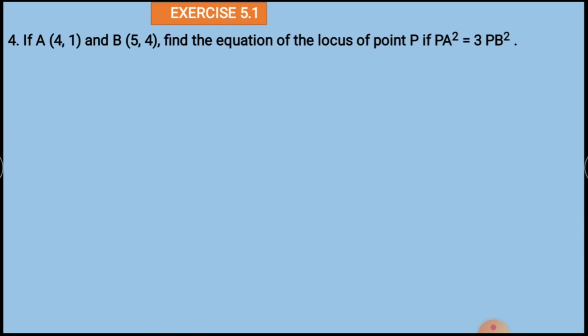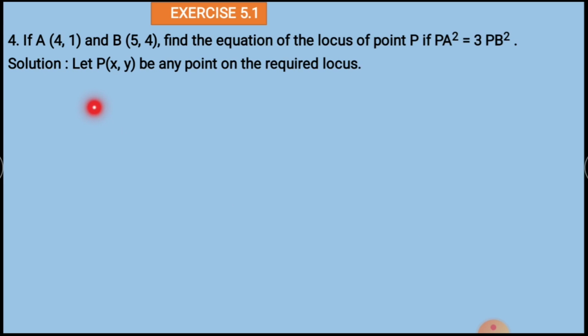Then see next question, question number 4. If A is (4, 1) and B is (5, 4), find the equation of locus of point P if PA square equals to 3 times PB square. So we write here in solution point P first. Let P(x, y) be any point on the required locus.